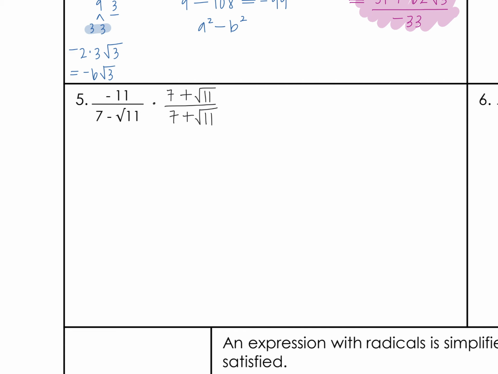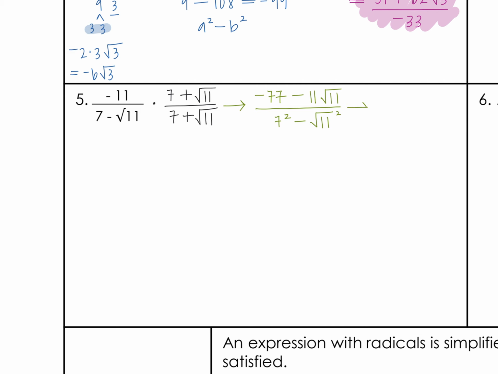Okay, and so when I do that here, I'm going to distribute into the numerator. We'll have that negative 77, and then minus our 11 root 11. As for my denominator here, using our difference of squares, we are going to have 7 squared, so our a squared, minus that root 11 squared.